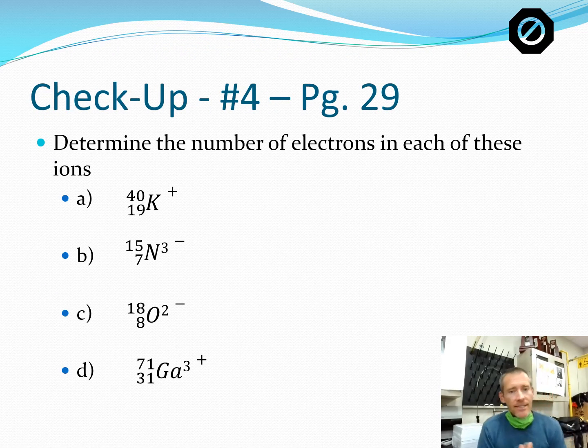All right, the last slide is basically just practice. Determine the number of electrons for each of these atoms, or ions, sorry. We've got potassium +1, nitrogen -3, oxygen -2, and gallium +3. So you can try these out, pause the video, and then we're going to come back and check the answers.